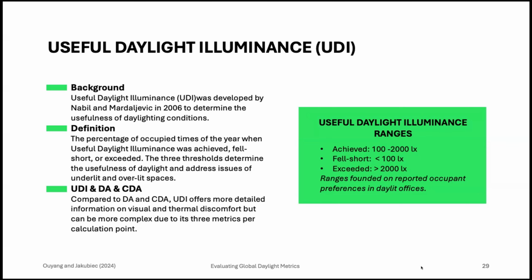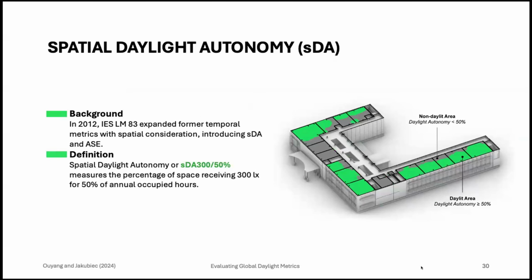The threshold was later updated to include 4 bins, and that is UDI fell short, supplemental, autonomous, and exceeded. Compared to DA and CDA, UDI offers more detailed information on the visual and thermal discomfort, but can be complex due to the multiple thresholds per calculation point. So up until now, the metrics we just talked about only represented temporal occurrences of daylight, where all sensor points can be mapped two-dimensionally.